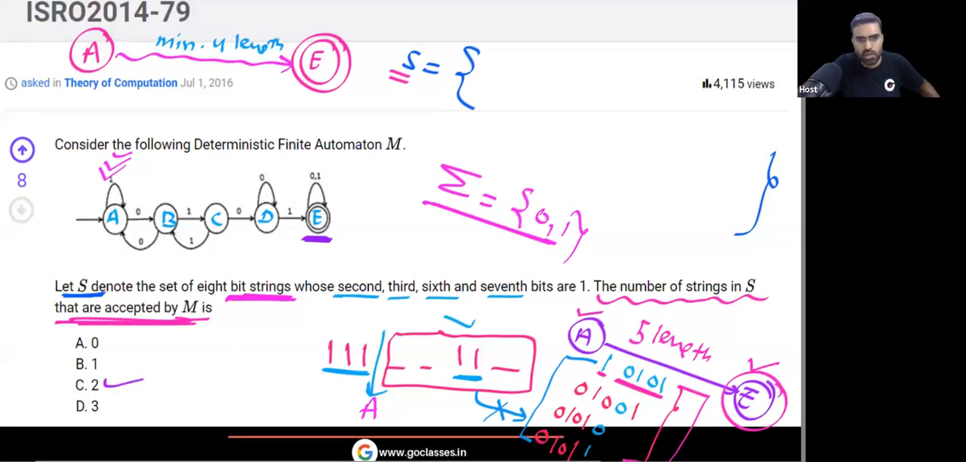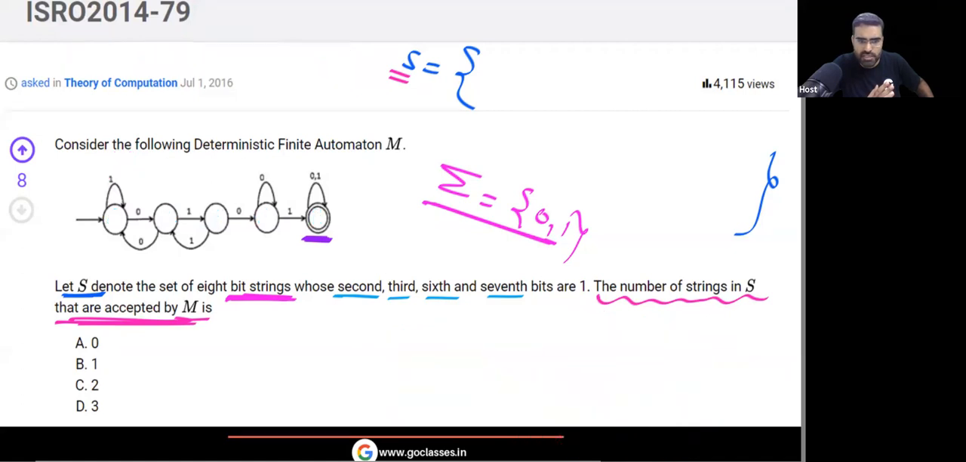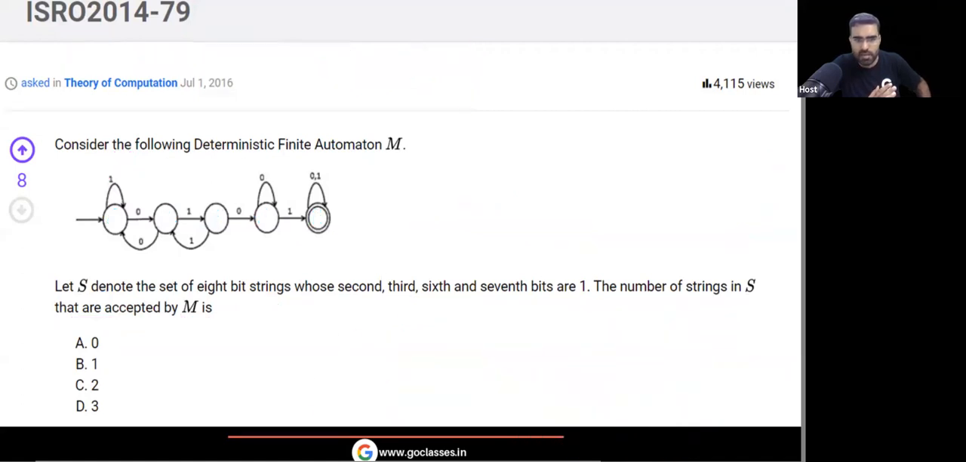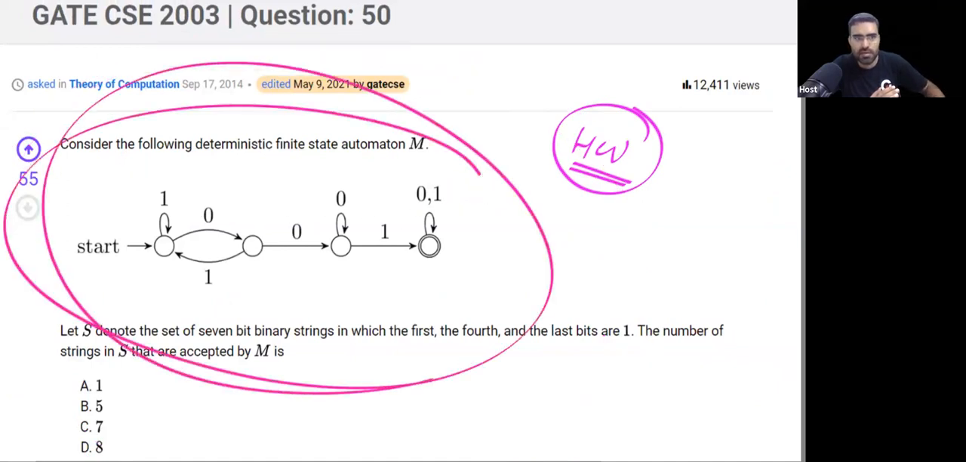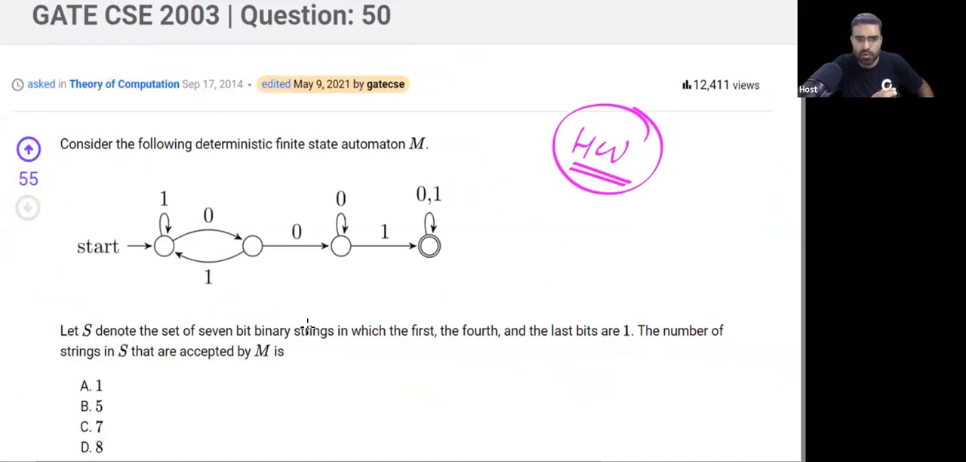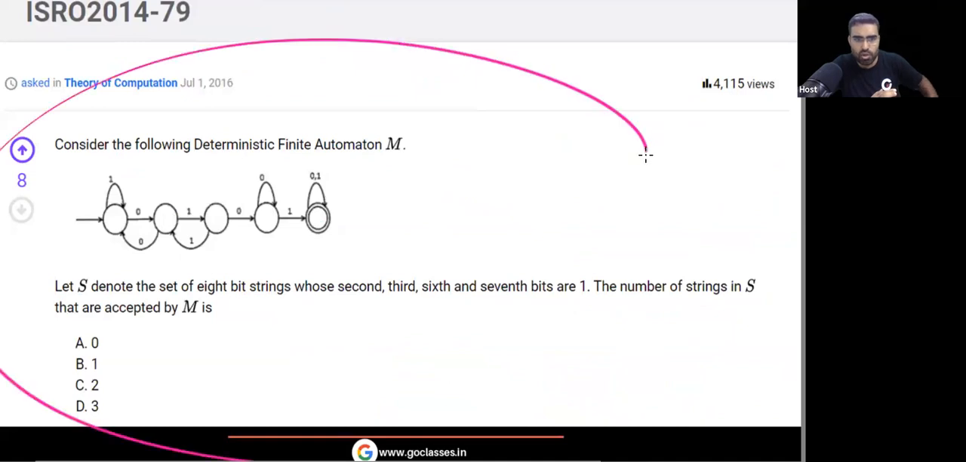This is a very interesting question, let me tell you. Sometimes in the GATE exam, this type of question will definitely come. And already this type of question has come in the GATE exam. See, this is a GATE exam question you can try. Similar type of question is there. I give it to you as homework. You try this question today, but this ISRO question we have done.